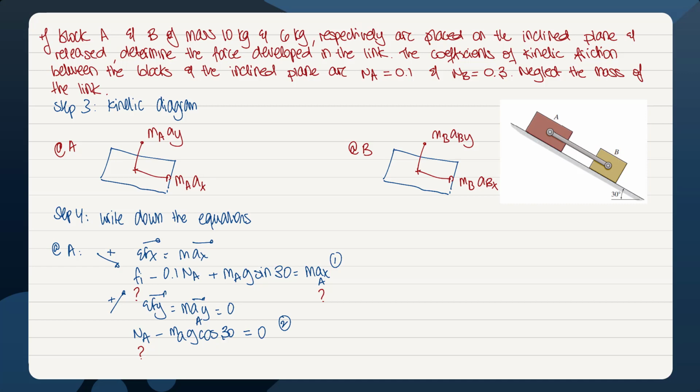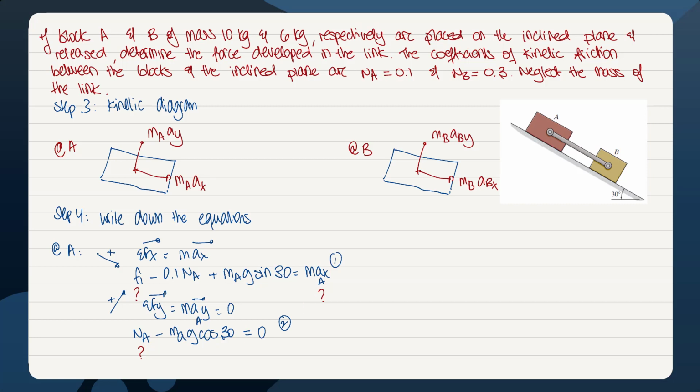Similarly for Y, sigma Fy is equal to m_A a_Ay. There is no way the two boxes will actually move upward and detach from the surface. So a_Ay is equal to 0. Summing up the forces on the y-axis, we have N_A minus m_A g cosine 30 is equal to 0.